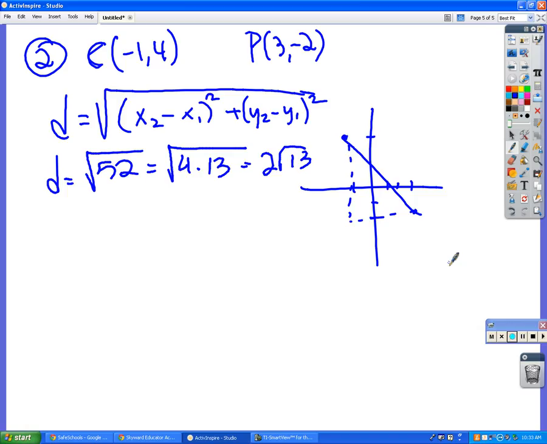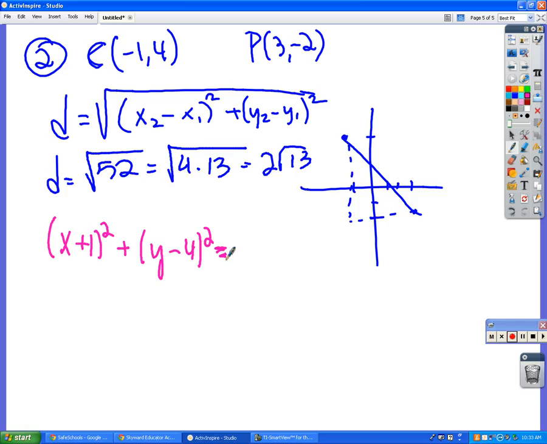However, you don't have to do that, because the formula for an equation of a circle, if you recall, is going to be x minus the x coordinate of the center. So x plus 1, because you're subtracting a negative, squared, plus y minus the y coordinate of the center, so y minus 4 squared, and that equals the radius squared, which is 52.